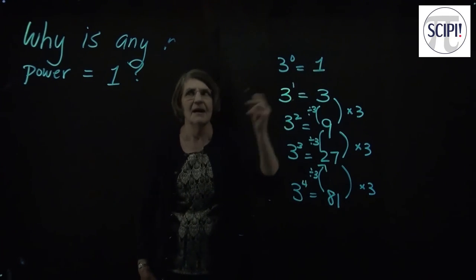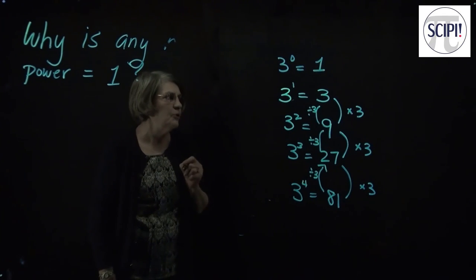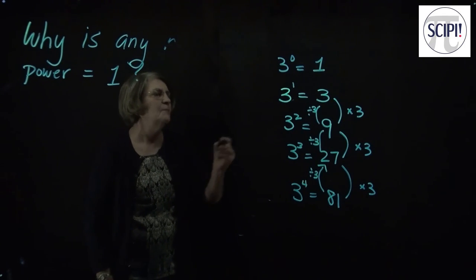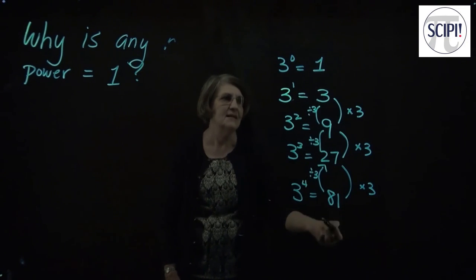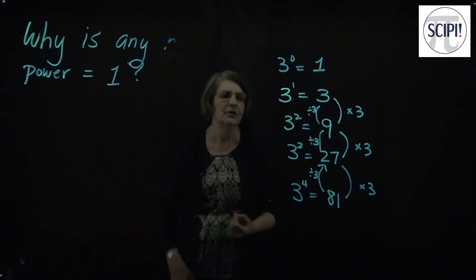Multiply, divide. So why is any number to the 0 power equal to 1? Because of the pattern that we see here. And it will work for every number.